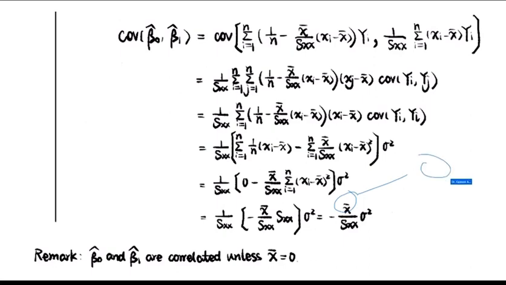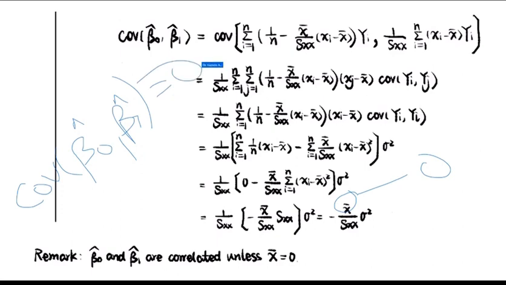And if x bar equal to 0, then we're going to have a situation where the covariance of this guy is going to be equal to 0. And when that happens, then we're going to say the beta naught cap and the beta 1 cap are not dependent. It means they are independent. And that was why I actually have this remark, which means they are expected to be correlated unless x bar equal to 0.